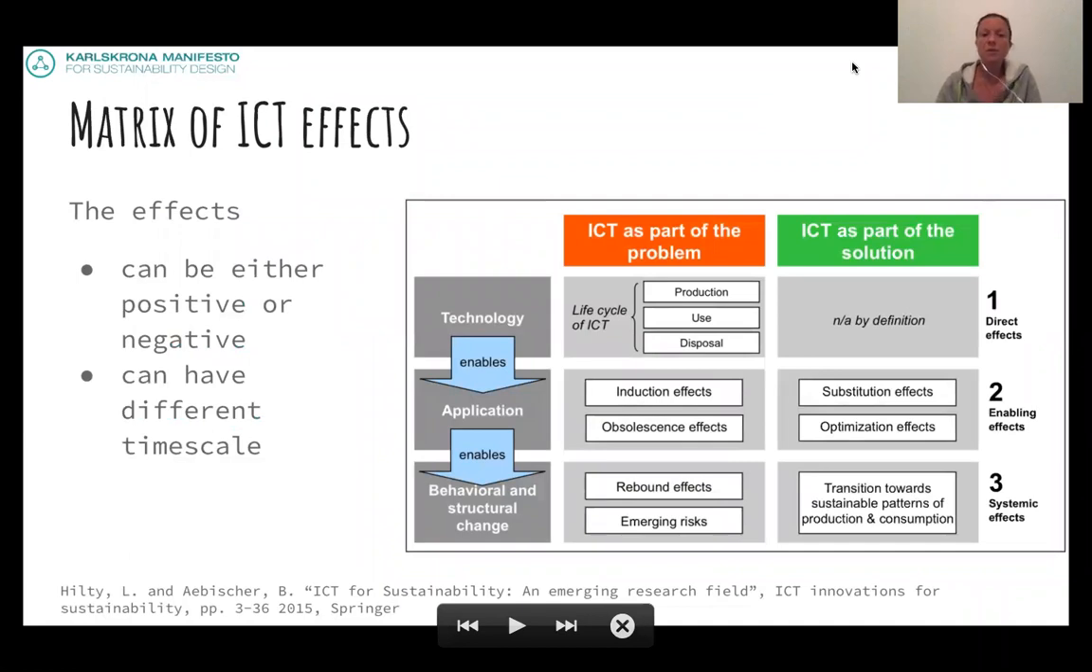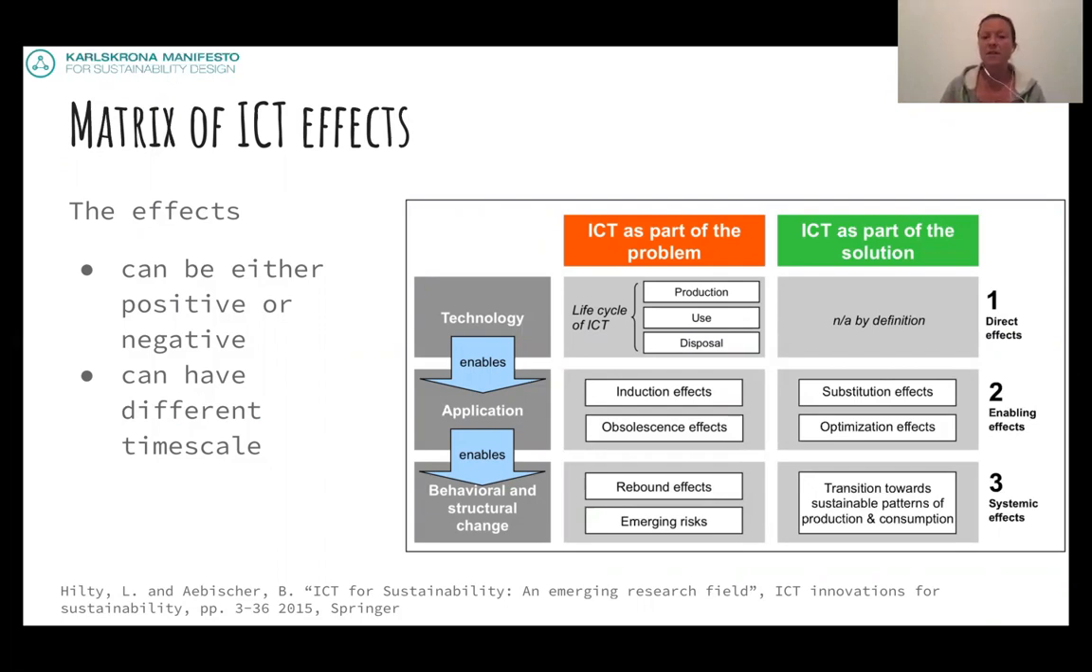The other concept that we need is the matrix of ICT effects. These effects can be either positive or negative, and they can have different time scales. This is also proposed by Lorenz Hilty as well as Bernhard Erbischer. Both of them work for the University of Zurich. Then they have differentiated that ICT can be part of the problem and ICT can be part of the solution. ICT is short for information and communication technology.